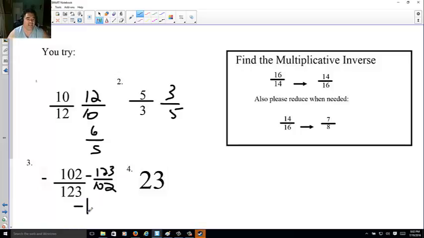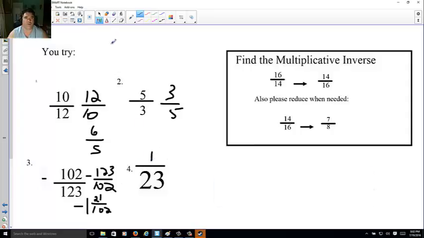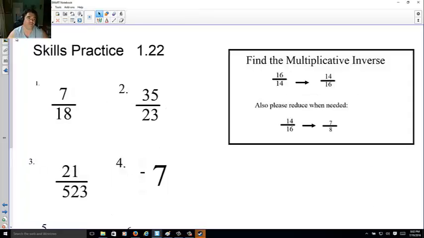And yes, if you want to make negative 121 over 102, we haven't dived into a lot of fraction work with positive negatives. That's okay. I'm happy with this for now. That's fine. And instead of 23, we'd have 1 over 23. Hopefully you got all 4 right.